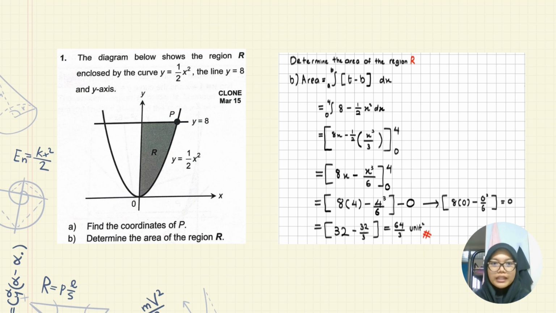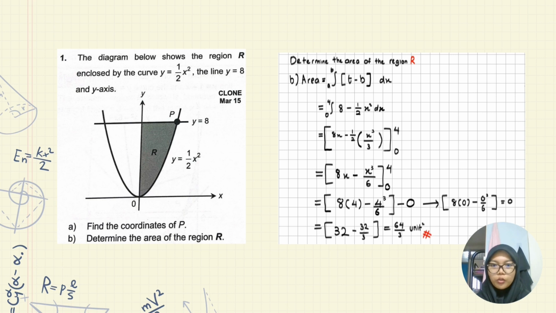Our formula is integral from a to b of top minus bottom dx. Then implement all of our information into the formula: integral from 0 to 4 of 8 minus 1 over 2 x squared dx. Then integrate the function: 8x minus 1 over 2 times x cubed over 3. We separate 1 over 2 and x squared because 1 over 2 is a constant. Then we must simplify our function.